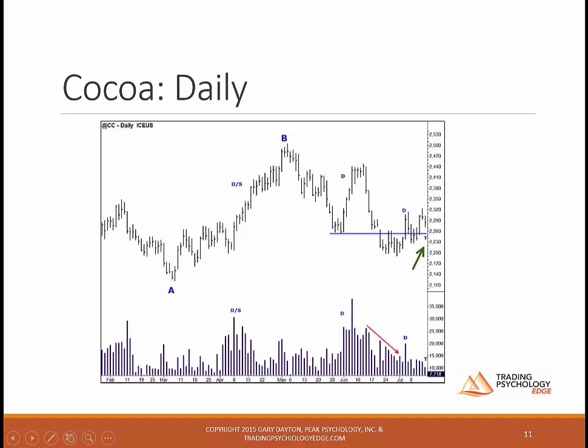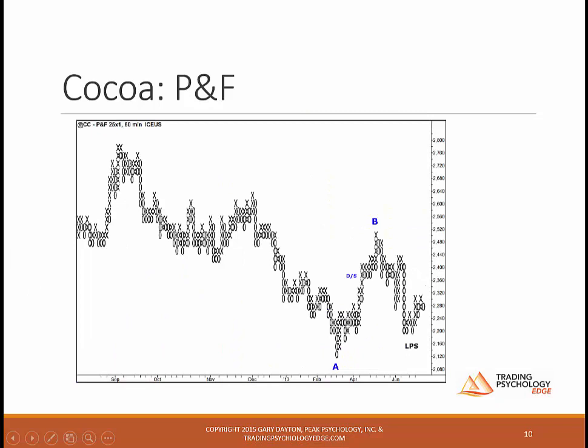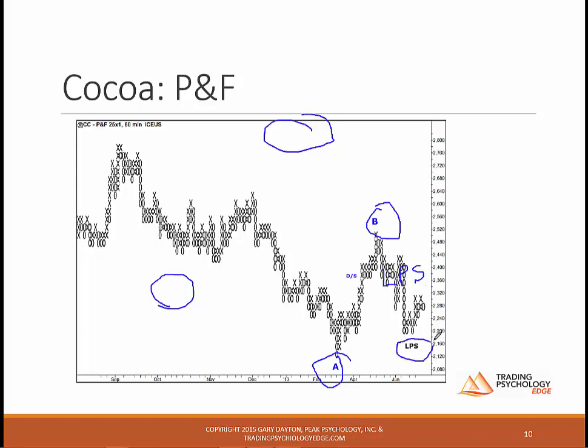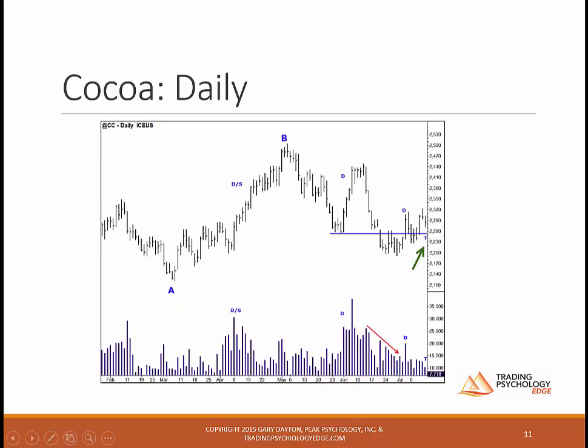Okay, so now I want to go through, just orient you. Here's A. I've got a daily chart and I've blown it up now. And B. And then what we were calling the last point of support over here. And I'll go back now to the point and figure chart. Here's A, obviously, here's B, and here's the last point of support. Sorry, I didn't erase that other stuff before. Going back and forth through these different things here. Okay, so let's go through this.